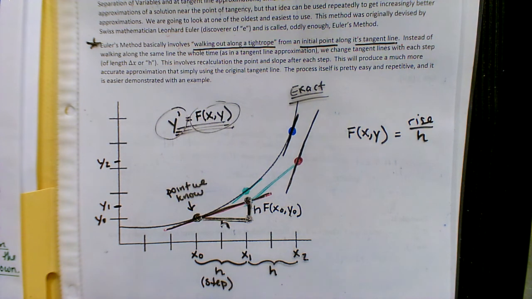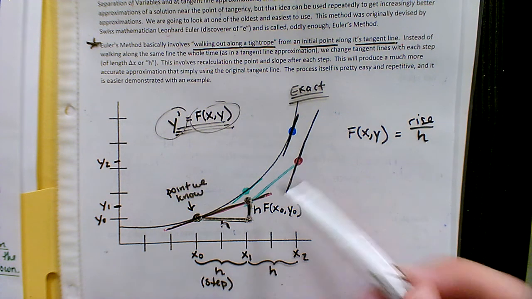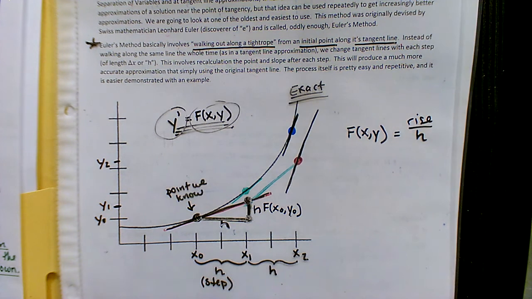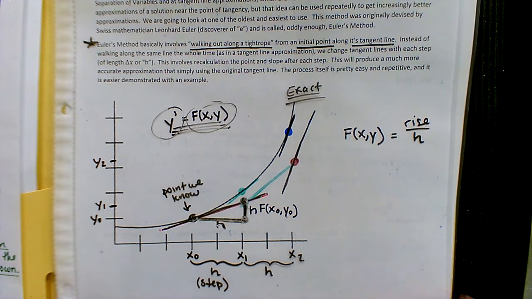It's going to be a very repetitive process because we can keep drawing these tangent lines, we can keep getting these new points, and we can keep adding h to the x coordinate and adding h times the previous slope to the y coordinate to get our points. Okay, that's what we're going to focus on today.